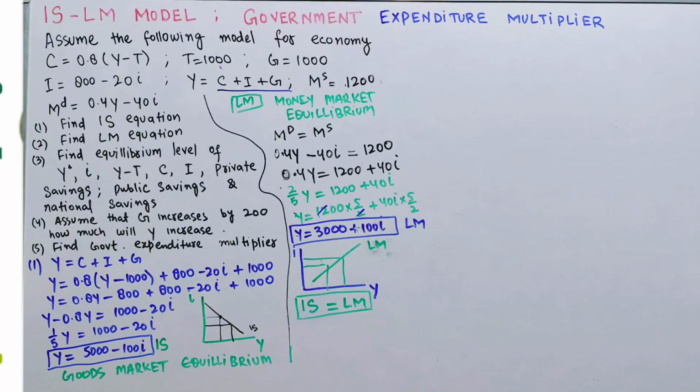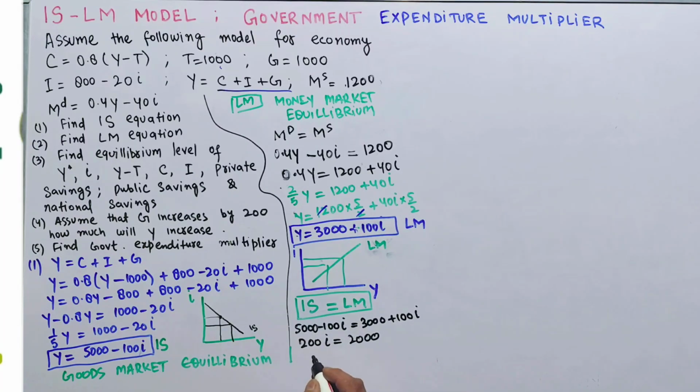So what is our IS equation? This equation. The LM equation is this. Y is on the left hand side here, y is also on the left hand side. Since the left hand sides are equal, we can equate the right hand sides. So we have 5000 minus 100i is equal to 3000 plus 100i. Solving for i, transposing this, it will become plus 100i. So 100i plus 100i is 200i, which is equal to 5000 minus 3000, which is 2000.